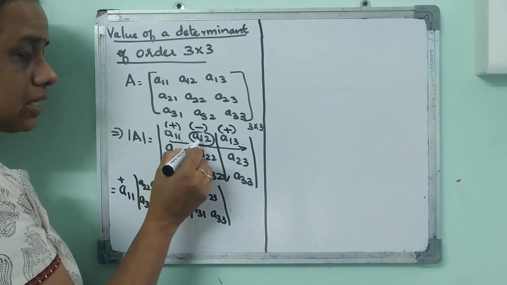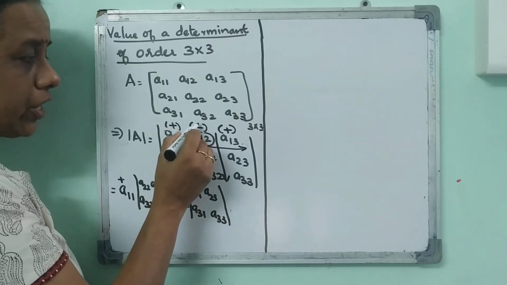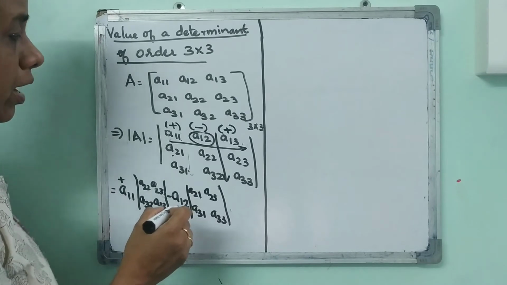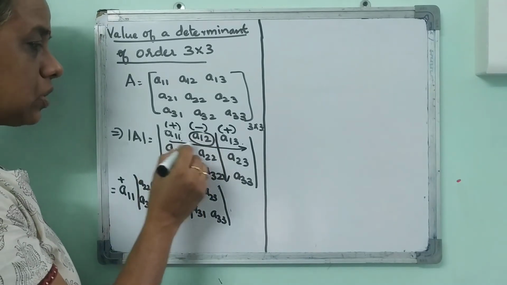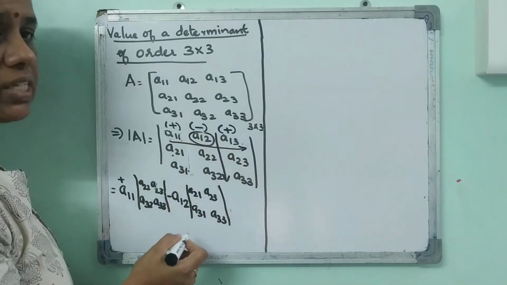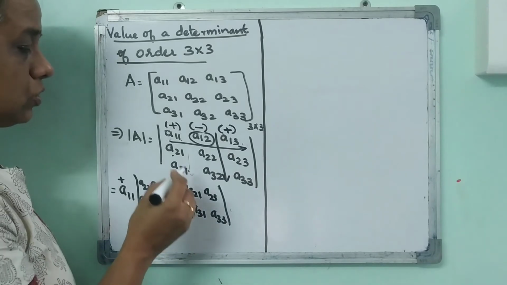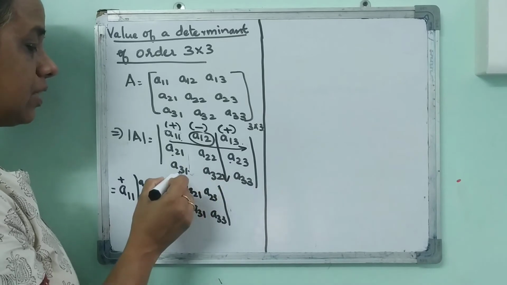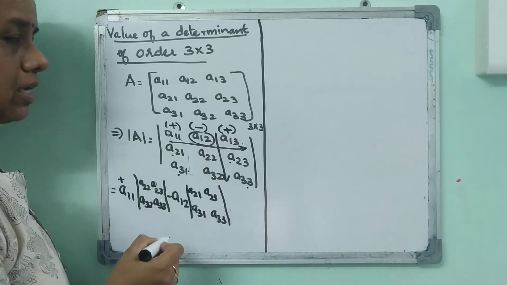Once again, consider the element A12 and adopt the negative sign which you have here; that is, minus A12. Then delete the row and column in which that element lies. So you get the remaining determinant as A21, A23, then A31, A33.